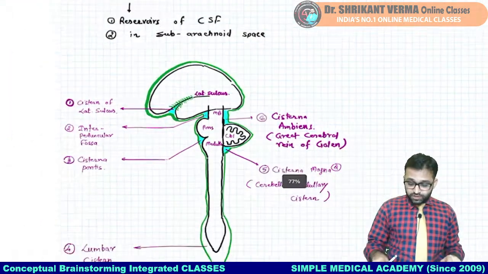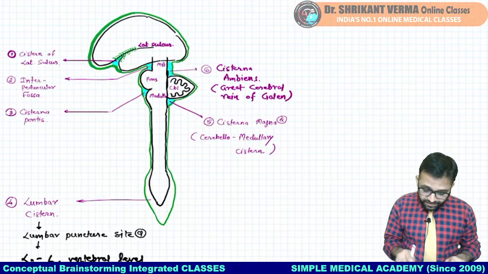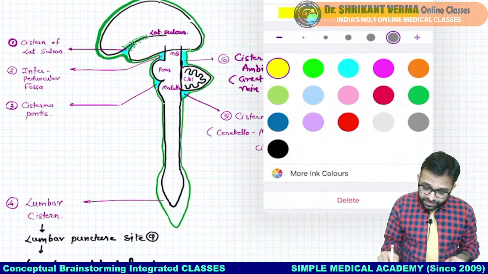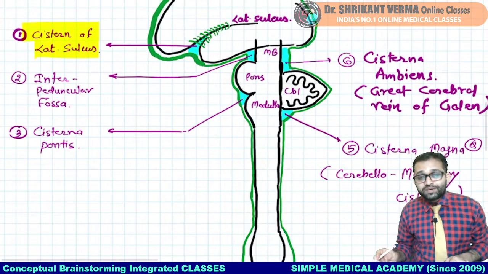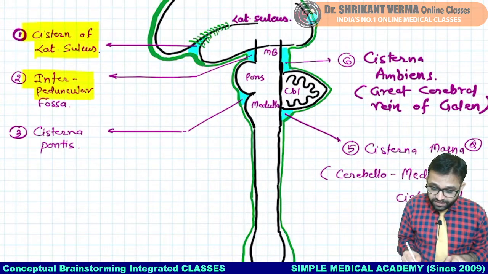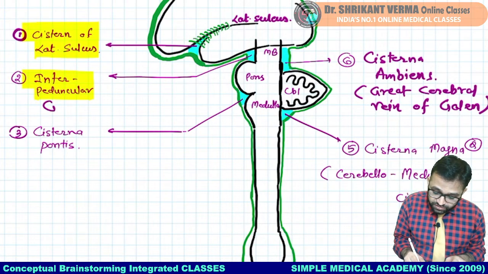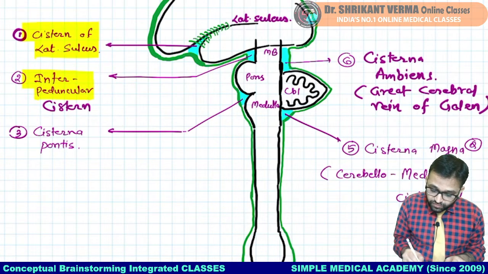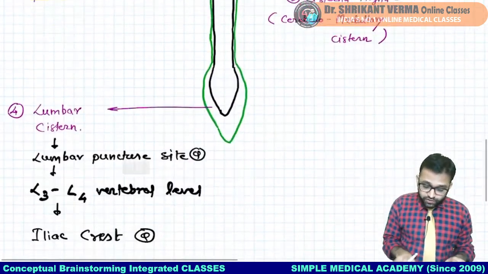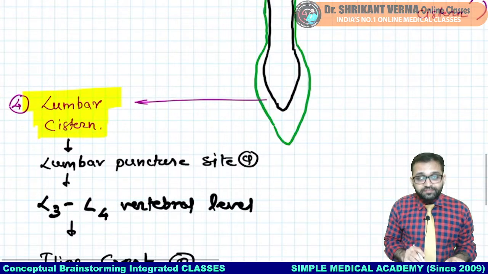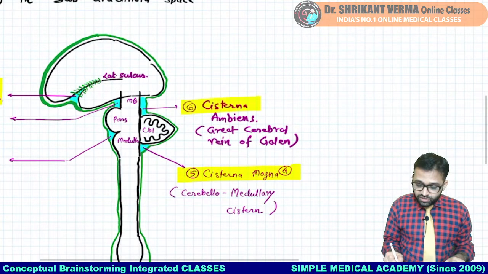So in this way you can remember the different cisterns. Getting the point? Again, you can focus. We had studied our first cistern, the cistern of the lateral sulcus. Now we are going to make a detail. Then we had studied our interpeduncular fossa, better to say in this fossa, the interpeduncular cistern. Fine. And then we have to study in detail cisterna pontis. Also we studied about our lumbar cistern. Then next we had seen the cisterna magna, and then cisterna ambiens.